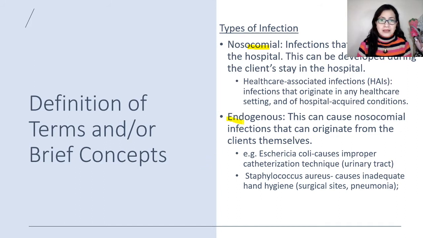Endogenous means that this can cause nosocomial infections that originate from the client themselves. For example, we have E. coli, which is caused by improper catheterization technique. There's also Staphylococcus aureus, caused by inadequate hand hygiene, especially when surgical sites have been touched, or in patients who had pneumonia.